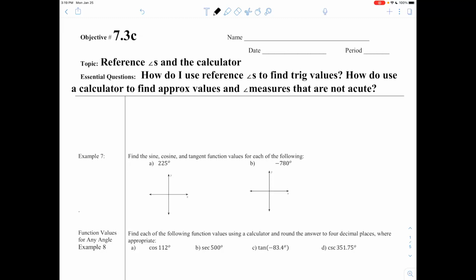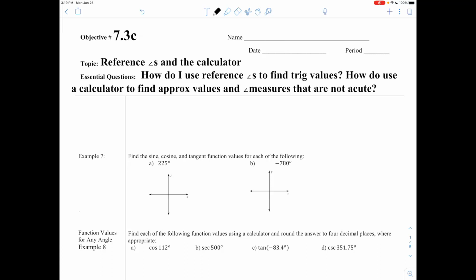Okay, so our essential questions are: how do I use reference angles to find trig values? So I'll know the angle measure, what's its trig value. And how do I use a calculator to find approximate values and angle measures that are not acute?